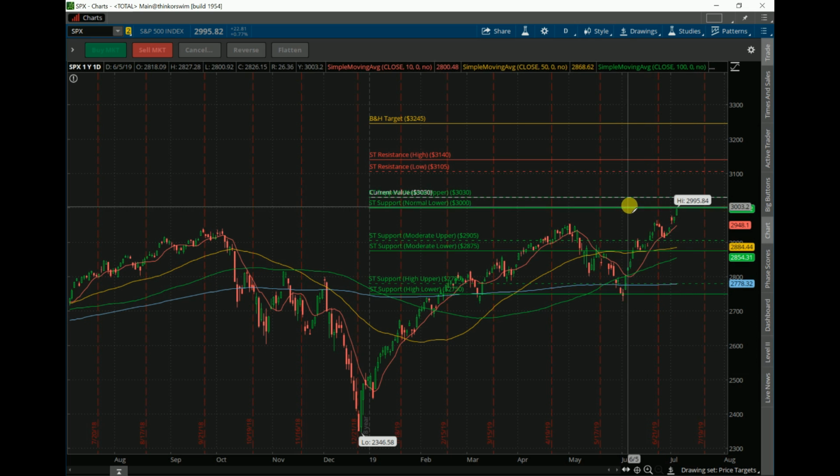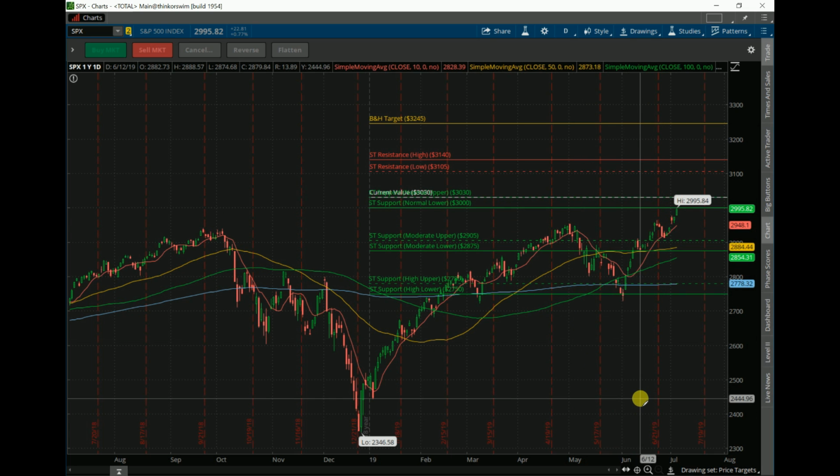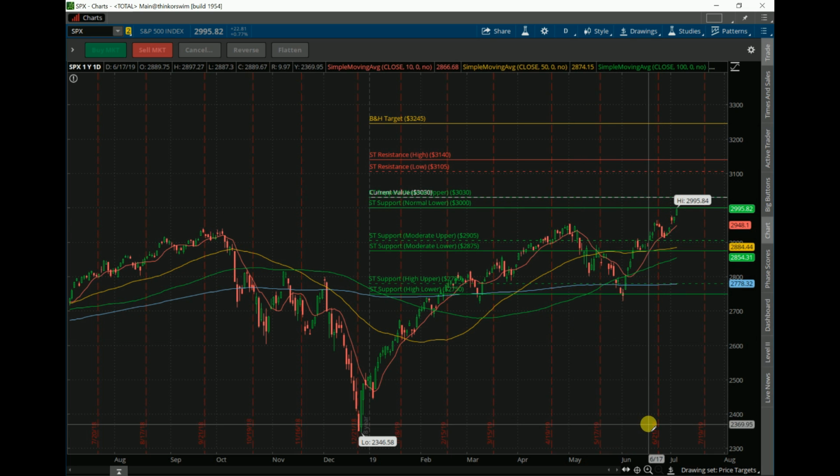Okay, and then that support level, of course, is at 3000 to 3030. It's just a hair under 3000 now. It actually closed at 2995 yesterday. So we're only 5 points away from getting into that support range there. Anyway, that should cover all the fundamentals part now.